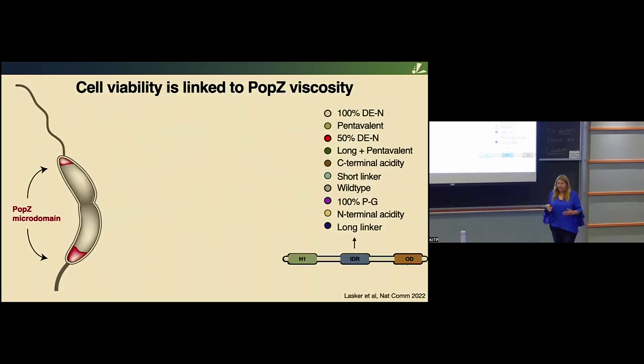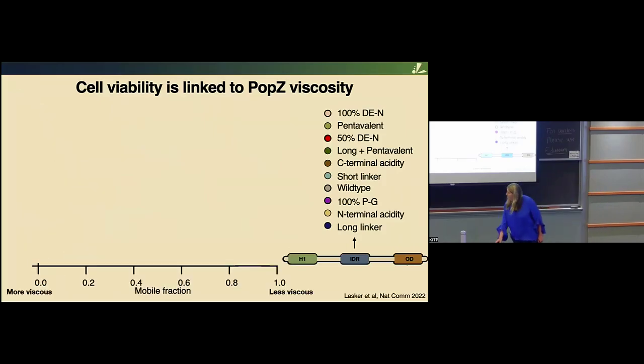We found that the percentage of proline, the percentage of negatively charged residues, and overall the length are conserved across different microbes. Question: why? So what we did in this experiment is replace the wild type POP-Z condensate with POP-Z where we perturbed these chemical properties of the disordered region. On the x-axis here, we're measuring mobile fraction by FRAP, so we have some POP-Z condensates that are more viscous and some that are less.